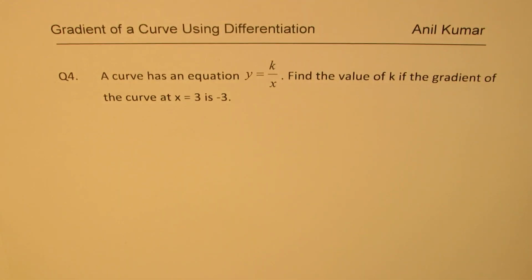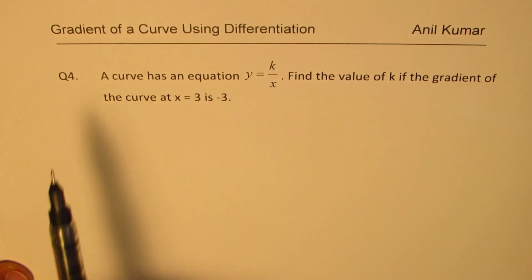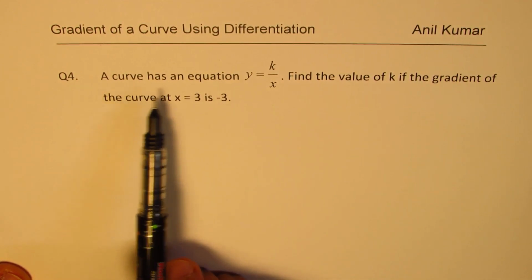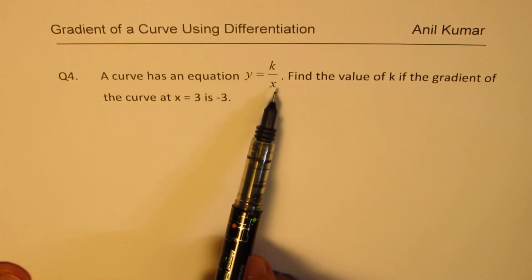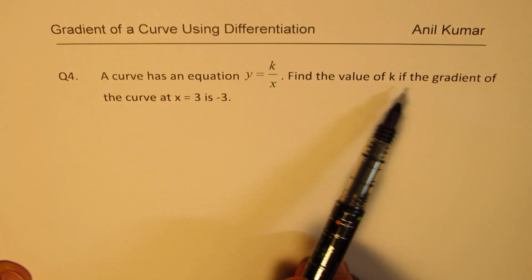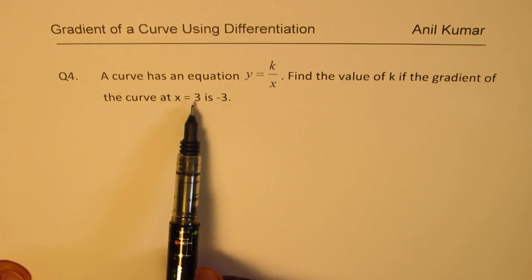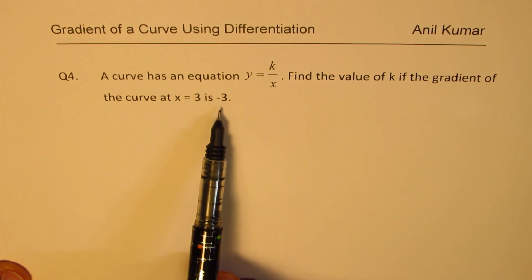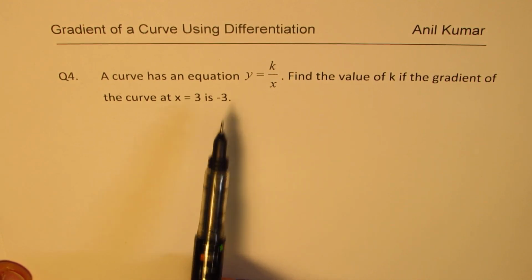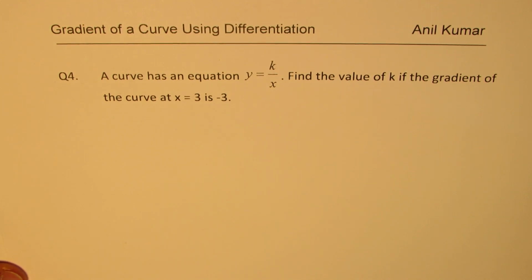So I hope you are getting the complete concept about gradient, slope, tangents, right? So this question number 4 is: a curve has an equation y equals k over x. Find the value of k if the gradient of the curve at x equals 3 is minus 3. Now I'd like you to pause the video, answer this question, and then look into my suggestions.